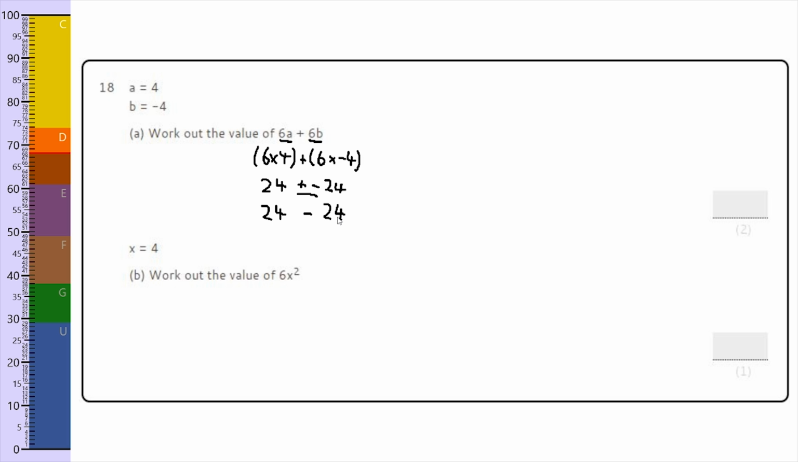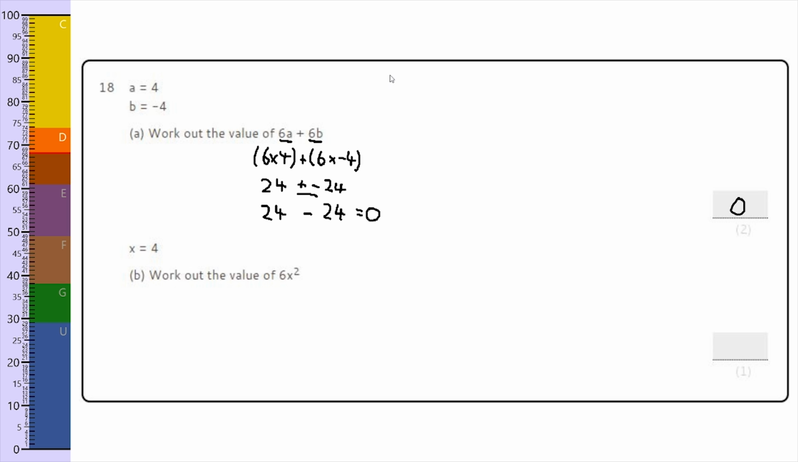And you'll notice what this is going to be now. 24 take away 24 is 0. So unusual, but that's the joys of randomizing questions. Is sometimes you get an answer of 0. Okay, so this next question.